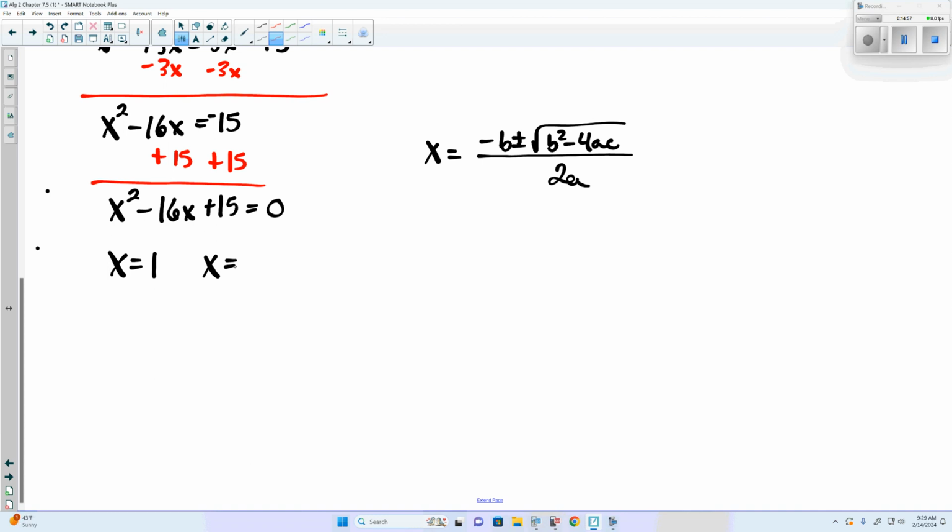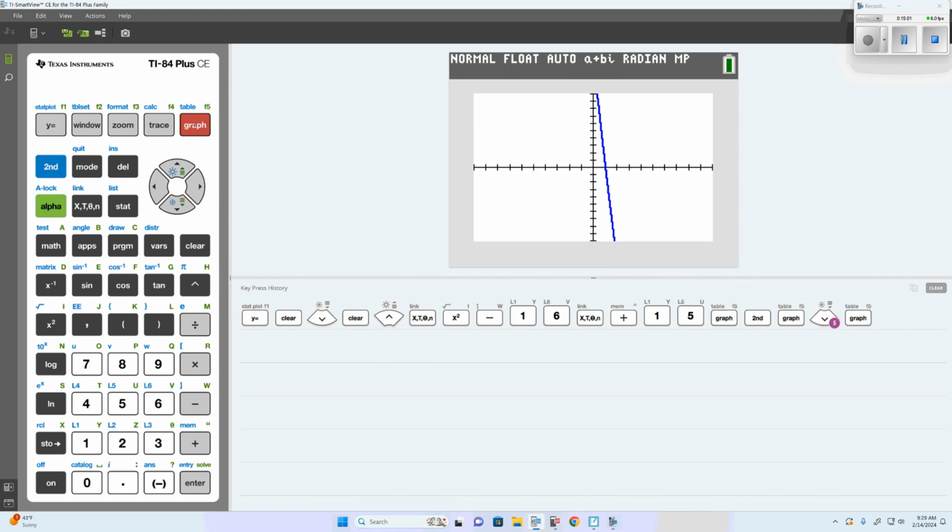Now we need to find the other x value. So we have this here graph. Now the other is going to either be to the left or to the right of this point. And it's actually going to be to the right of it.